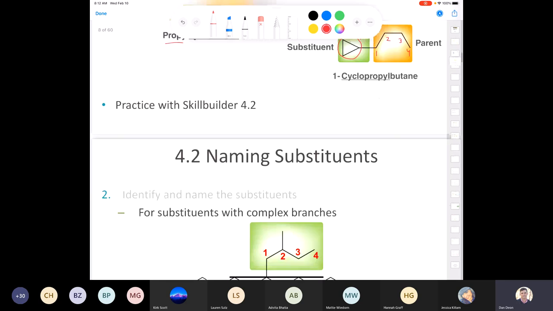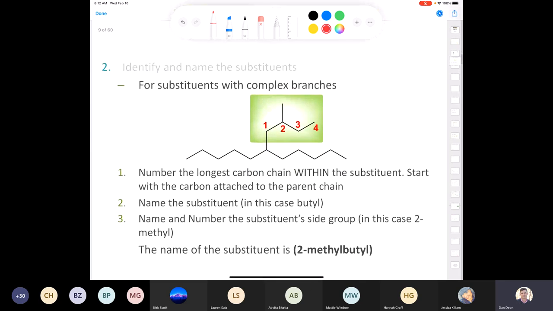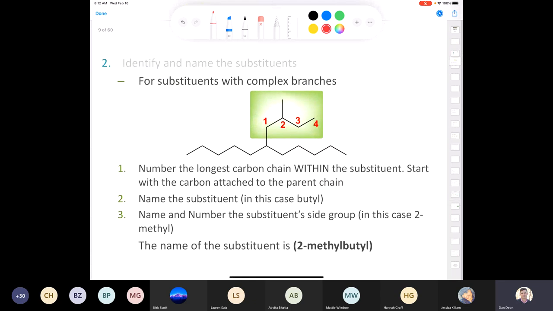All right, let's keep looking at substituents. I'm not going to ask a whole lot of questions about complex branches. However, you have to be aware of it. It could come up on a quiz and it could come up on the final exam. In fact, the only example that I could find in the textbook that brings up complex branches, when I was looking this morning, is question 4.13. I'm not even sure if I assigned that one, so make sure to take a look at it.